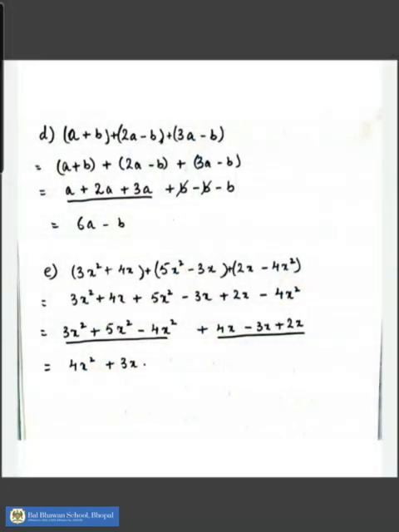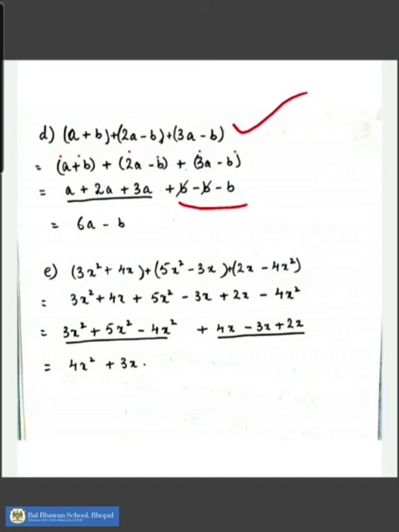Let us see the D part now, children. I have a plus b plus 2a minus b plus 3a minus b as my question. What I am going to do is, first let me open. So, a plus 2a. I have written it together. They are the same kind, right? The same type of variable, plus 3a. So, all the a's I have written together. I am left with plus b minus b minus b. So, that I have written together.